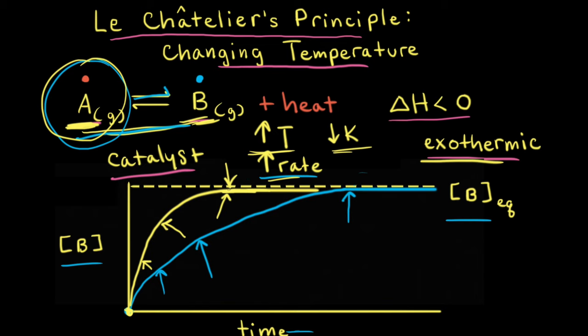However, notice that the final equilibrium concentration of B is the same for both the uncatalyzed reaction and the catalyzed reaction. Therefore, the addition of a catalyst does not change the composition of the equilibrium mixture. And that's because the catalyst speeds up both the forward reaction and the reverse reaction, but the rates are still equal. And since the rates are equal, there's no change in the composition of the equilibrium mixture.